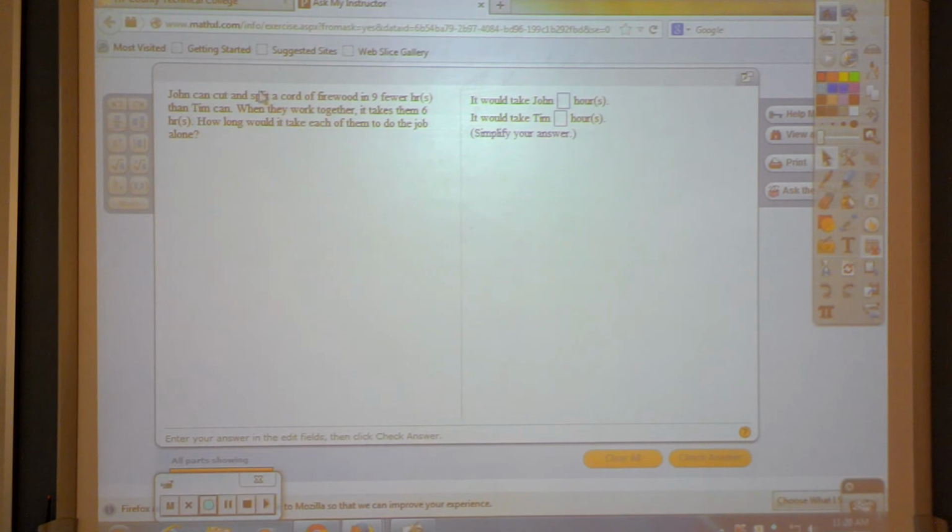John can cut and split a cord of firewood in 9 fewer hours than Tim can. When they work together, it takes them 6 hours. How long would it take each of them to do the job? Well, the first thing you're gonna do is John would be 1/9 T and Tim would be 1/6 T, and we went over that in class the other day.